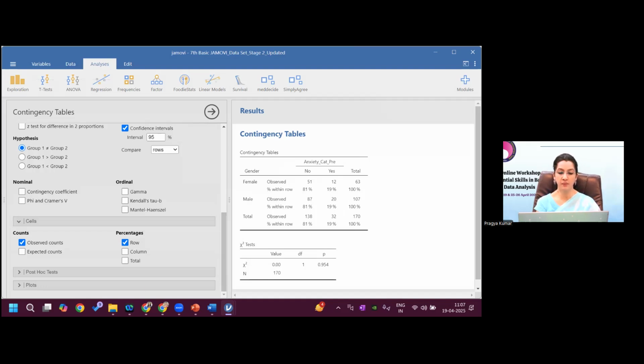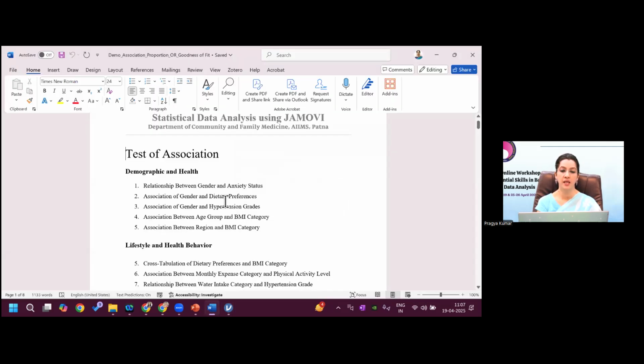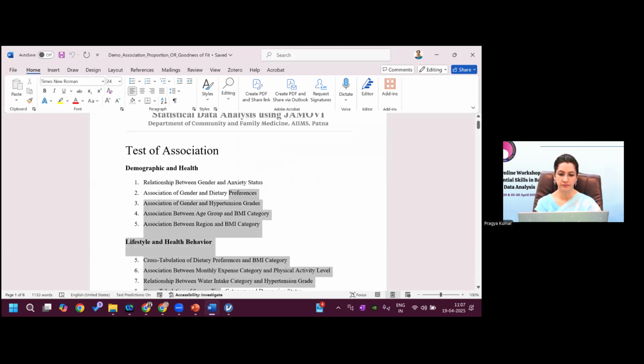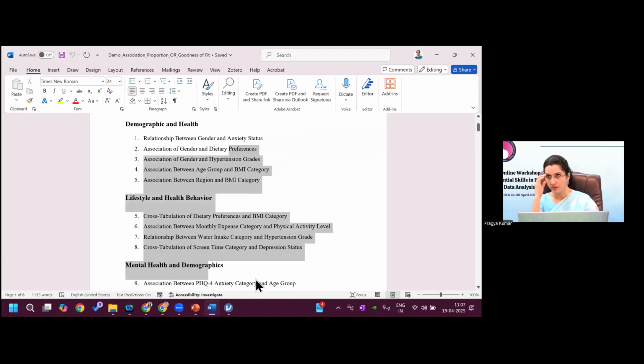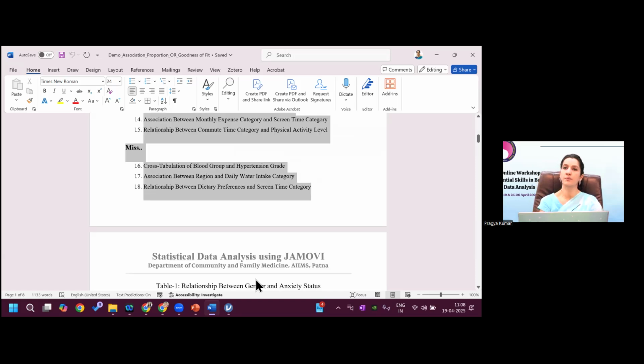Now let's see some other variable. If I see the other variables, it is the gender and dietary preferences, and gender and hypertension grade. Okay. What is the question Dr. Subhapriya is asking?